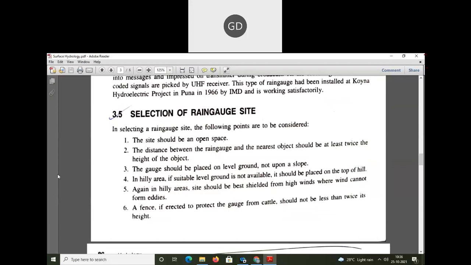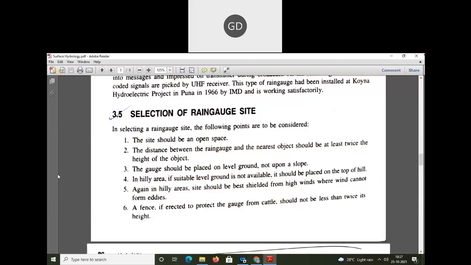So the first point is that the site should be an open space. Obviously, the site where you are going to install the rain gauge should be an open space. Then the distance between the rain gauge and the nearest object should be at least twice the height of the object. So whatever is the height of the object, the distance between the rain gauge and the nearest object should be twice the height of the object.